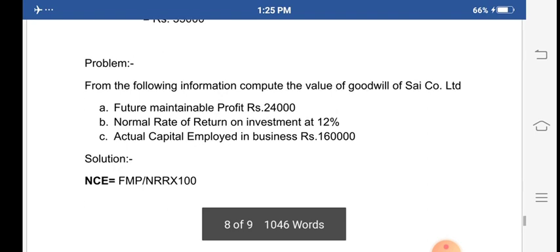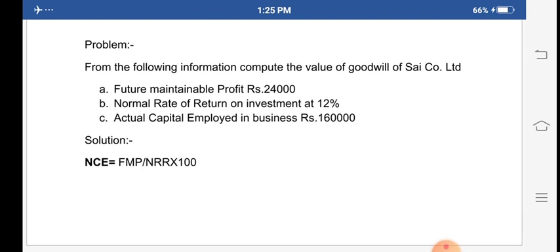Now see one more problem. From the following information, compute the value of goodwill of Sai Company Limited. Future maintainable profit is rupees 24,000, normal rate of return on investment is 12%, and the actual capital employed in the business is rupees 1 lakh 60,000. This is problem number 2, and it is related to the actual capital employed.